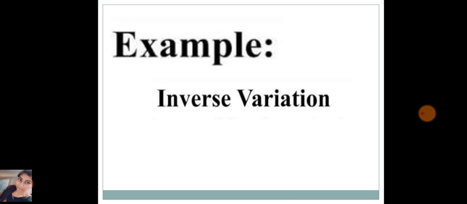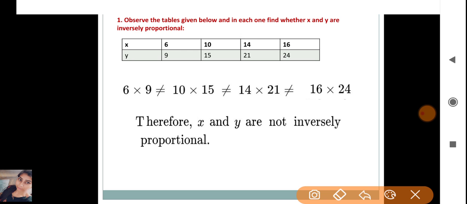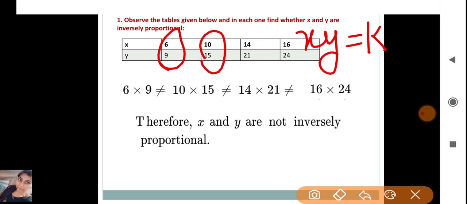Let us see some more examples, and then you will understand it more clearly. Let us see the first example. The question is: observe the table given below in each one and find whether x and y are inversely proportional or not. So here we need to show whether x and y are inversely proportional or not. As I told you, the product of x and y should be equal to k. So we need to check whether multiplying these gives the same value or not.